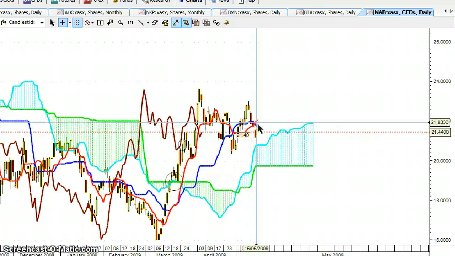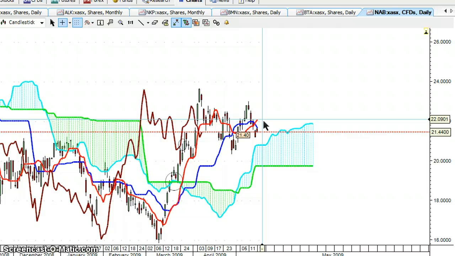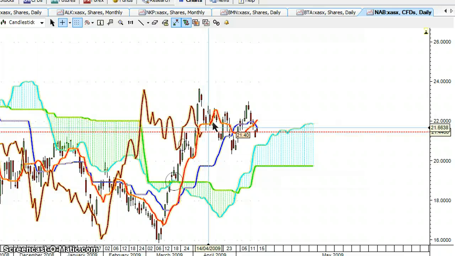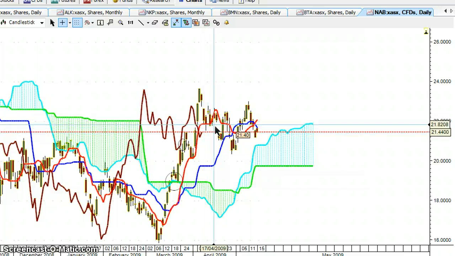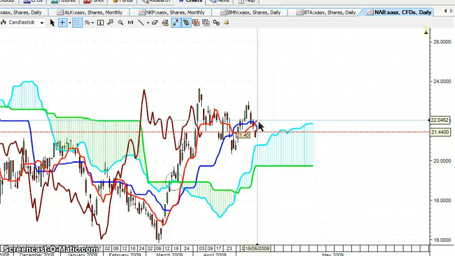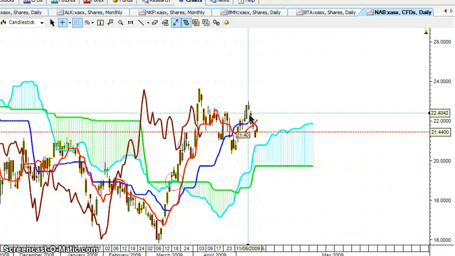We've now had a cross. The red is above blue. That is a strong bull signal. Price is still above the cloud. The brown line now has this as resistance. So we have strong resistance at 21.82. It's interesting to see that the price has managed to stay above the cloud. We've got a strong bull signal. Price recently went through the blue. There is plenty of bull signals there.